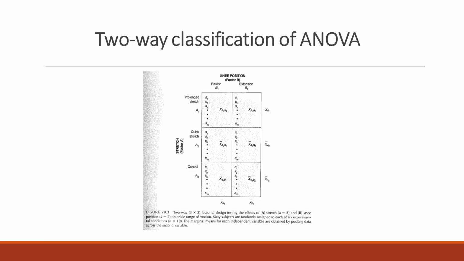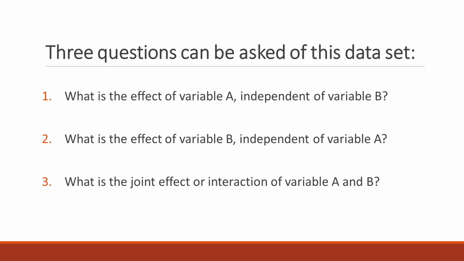Instead of looking at each of these factors separately, they can be combined to examine their influence: type of stretch with 3 levels and knee position with 2 levels. Within the 3x2 framework, there are 6 treatment conditions. That is what you are looking at in Figure 20.3. The descriptor two-way indicates a two-dimensional analysis involving 2 independent variables. In this example, each variable is an independent factor, not repeated.